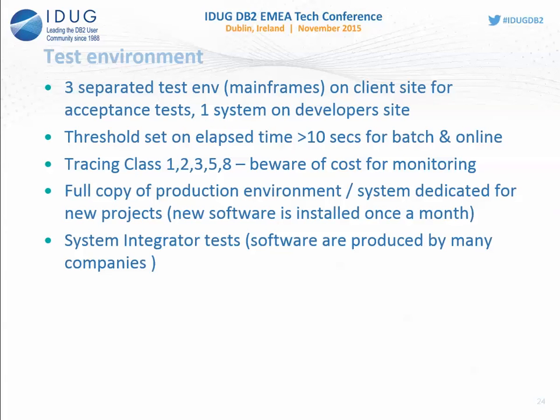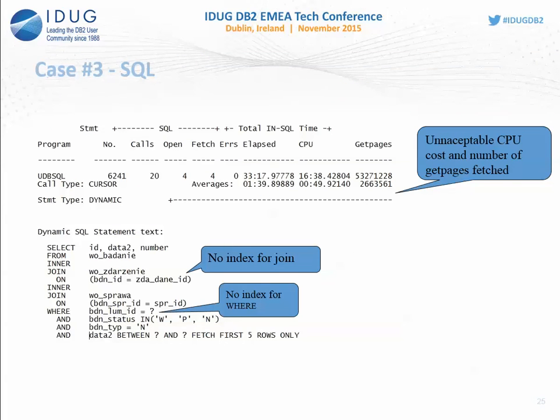Why are we talking about the test environment? Because this is the last example of SQL, which I found in our test environment. It is a very easy example, because we didn't have an index for join and where. No index, no statistics, no index for join. Unacceptable CPU and elapsed time for this query. And what did we do? We decided to add two indexes for this column and for this join.